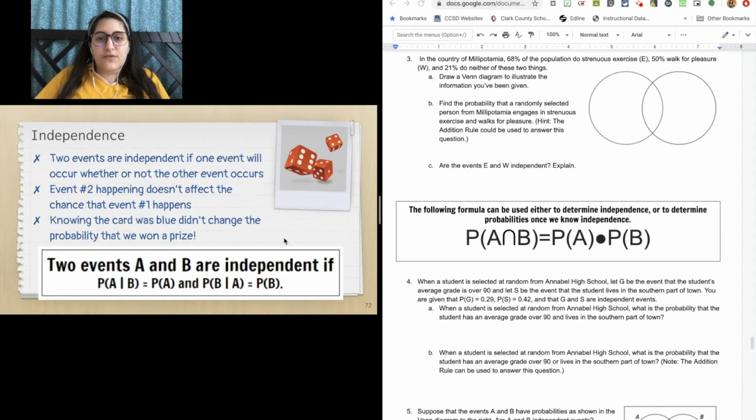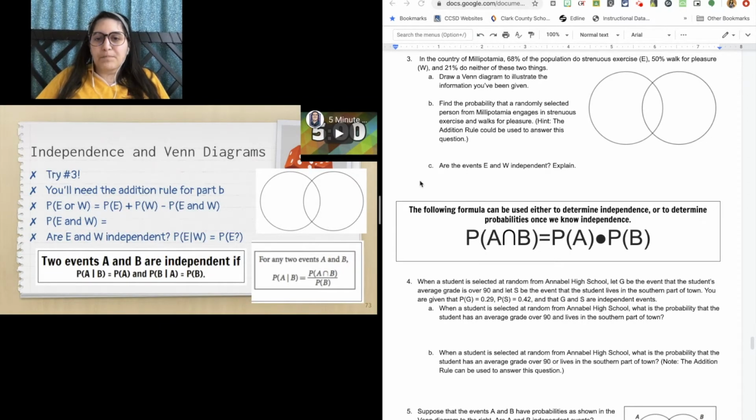So if we look at this first problem on the top of this page, number 3, we're talking about the intersection of people who do strenuous exercise and people who walk for pleasure. So we're talking about exercise and people that do neither of those things. What I would love for you to do is pause the video really quickly and see if you can fill in the Venn diagram with, I'm going to put E over here. So there's my strenuous exercise. And then I'm going to put W over here. That's my walk for pleasure. Obviously, this is the middle. And then really this should be in a big box, right? Because I have that 21% that don't do either of those, which would go out here.